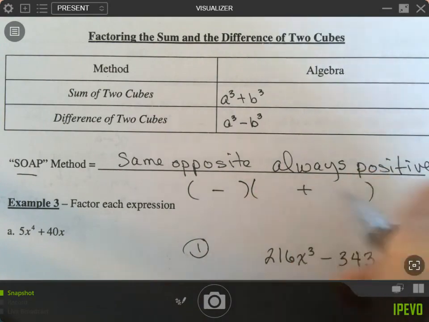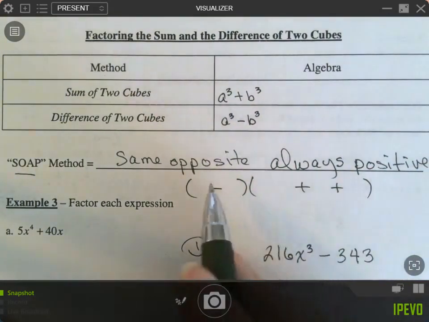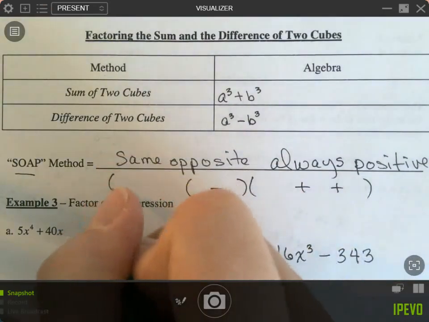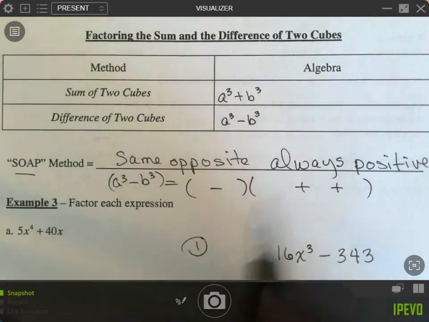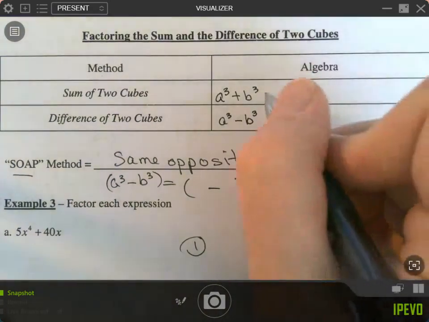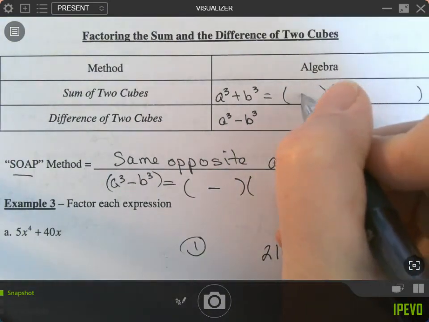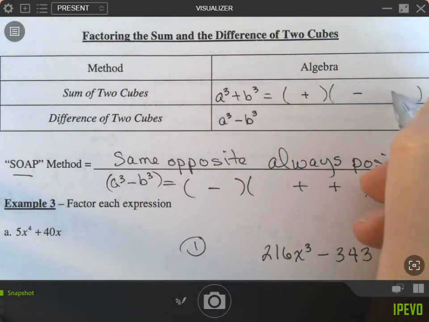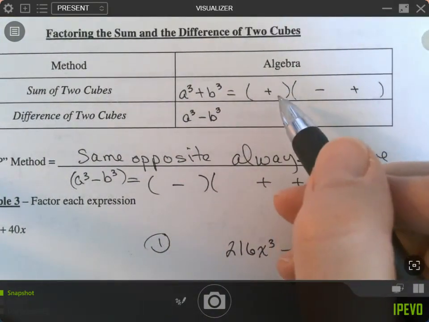So if you're doing a difference of cubes, I normally set my signs first with SOAP. So just throwing that down there, if I had a to the third minus b to the third, I'm going to break my signs up like this. Now, I'm not putting that in there yet. Now, do you remember how to deal with this binomial and trinomial? So same sign, the opposite, and then always positive. Do you remember how we placed these numbers and where we found them?